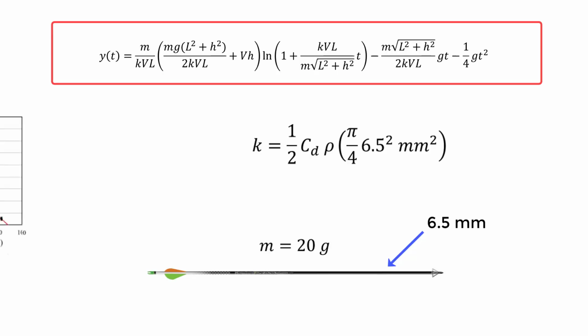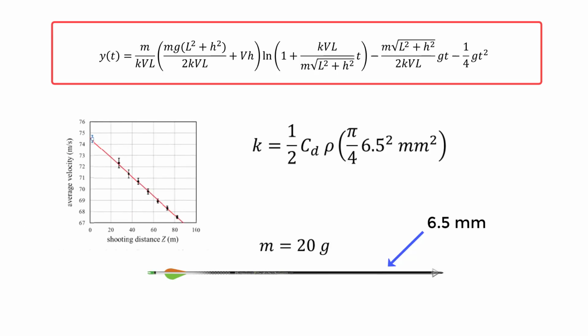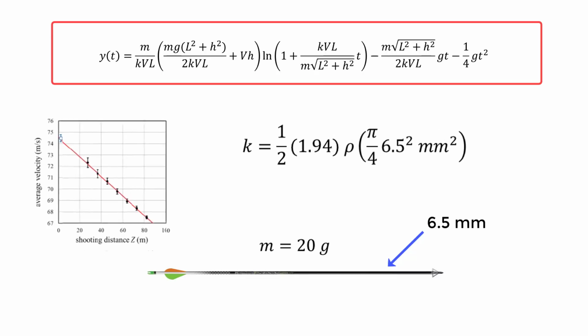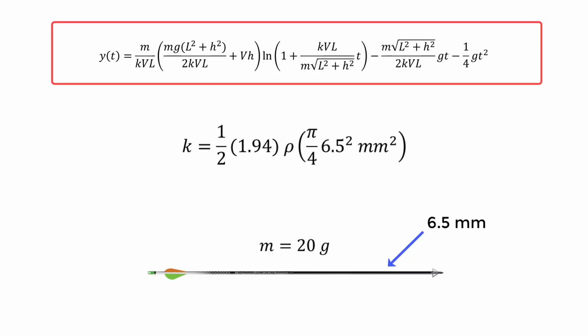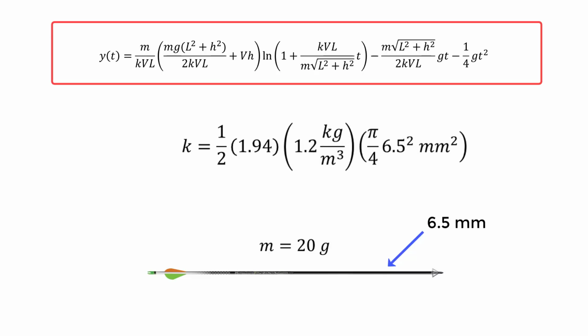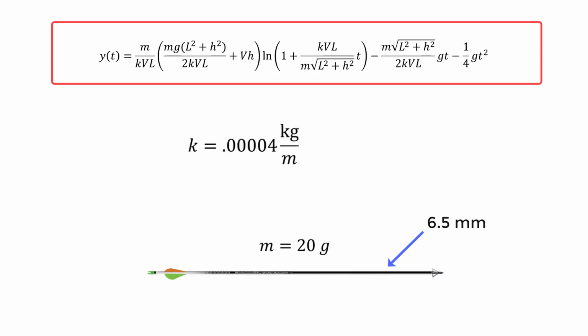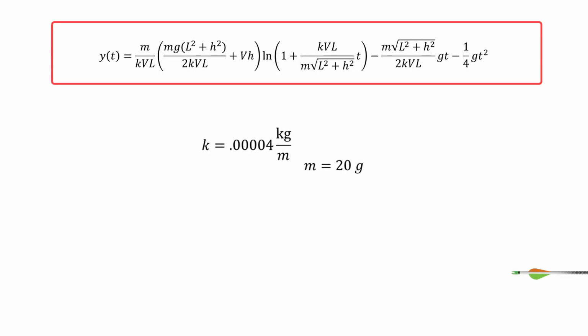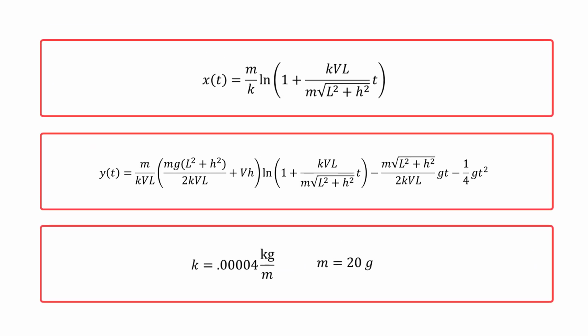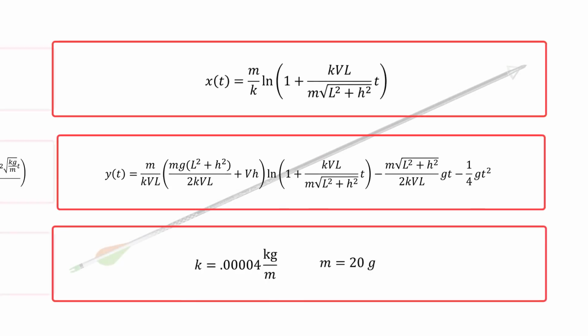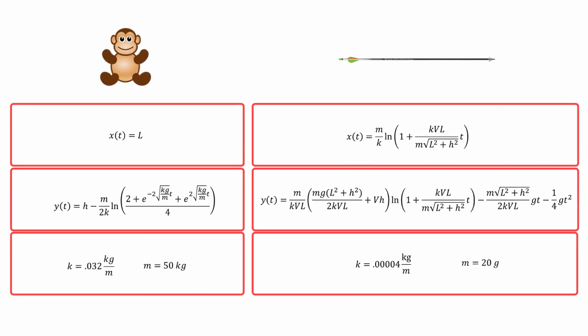For the drag coefficient, we will reference a study which experimentally determined the drag coefficient of a standard carbon arrow to be approximately 1.94. And then for rho, we will of course use the density of air. So using these values, k comes out to be 0.00004. And together, we have the complete kinematics of the projectile with air drag included. And combining these results with the previous results for the monkey, we have the kinematics of the monkey-hunter problem with air drag. So let's go ahead and simulate these equations and see what happens.